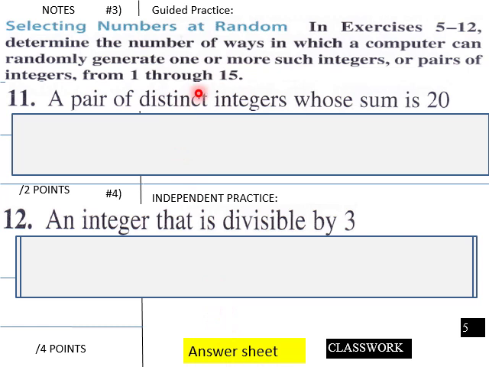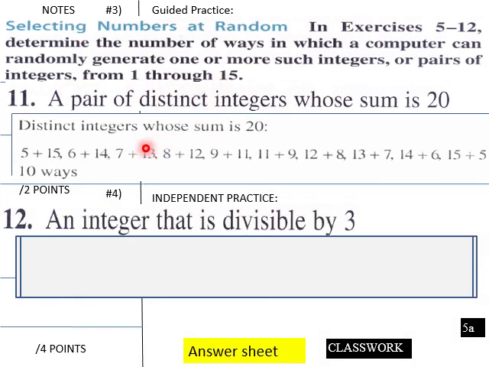So now we've got a different counting problem here. Again, we're going to go from 1 through 15. A pair of distinct integers whose sum is 20. We'll try that again. And then an integer that is divisible by 3 from 1 through 15. So from 1 to 15, whose sum is 20, you get 5 and 15, 6 and 14, and so on. So there are 10 ways that you can add integers from 1 through 15 that will total 20. And then students, this is yours down here.